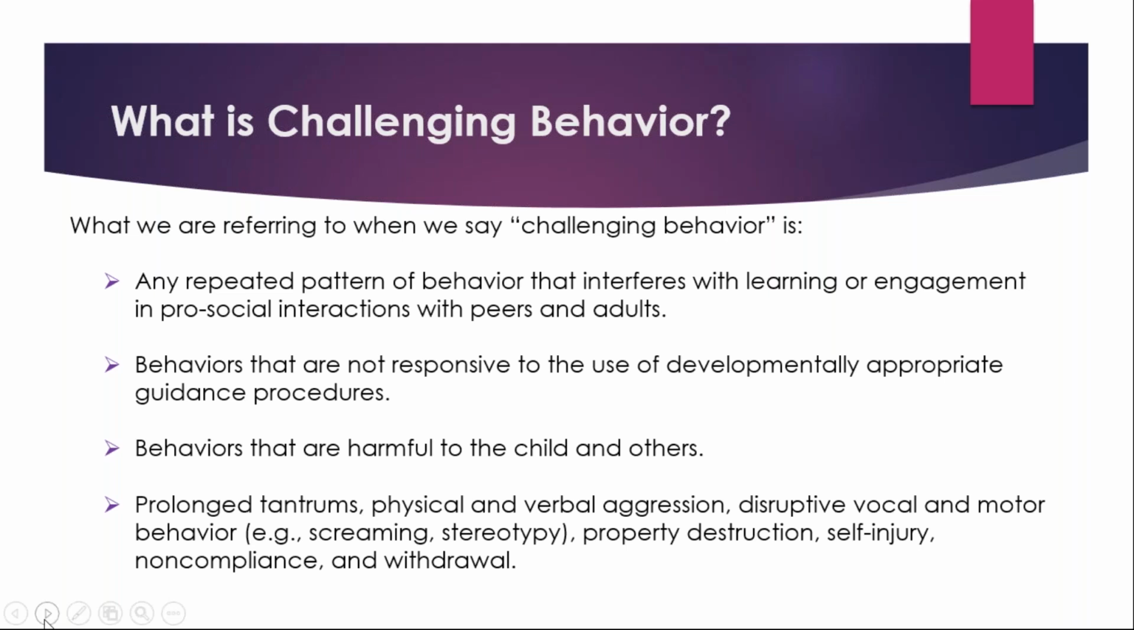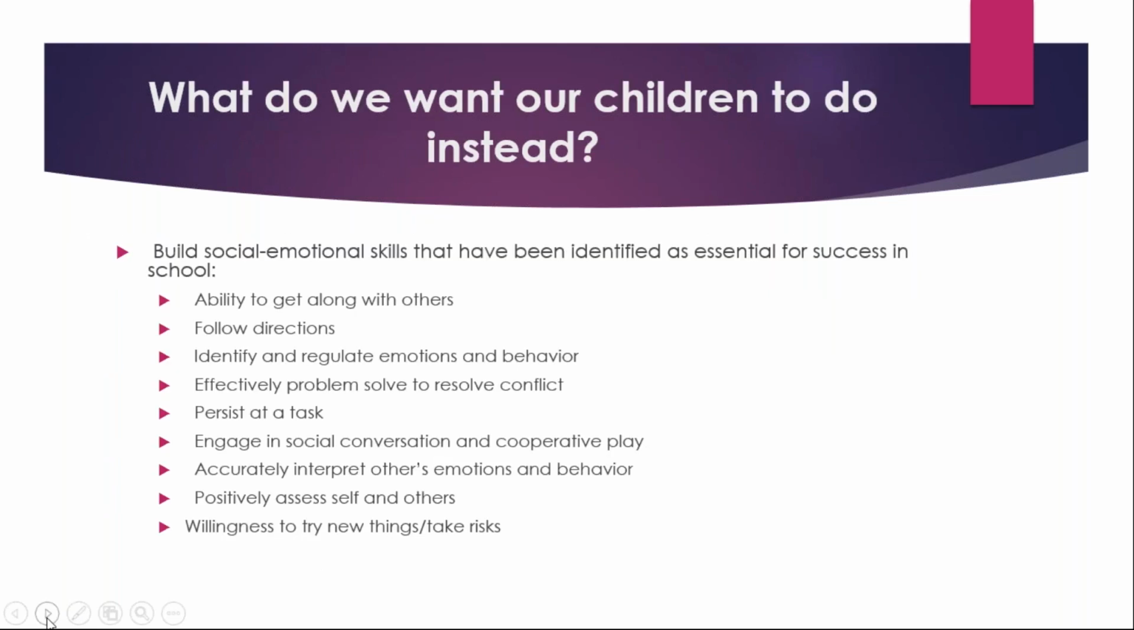So we're going to look at the different kinds of behaviors that can be addressed using this process. Okay. So what do we want our children to do instead? We mentioned what challenging behavior is and what it exhibits, but what we really want from our children, instead of engaging in these challenging behaviors, is to build social emotional skills that have been identified as essential for success in school. Some of these social emotional skills could be the ability to get along with peers. That's a long-term thing.